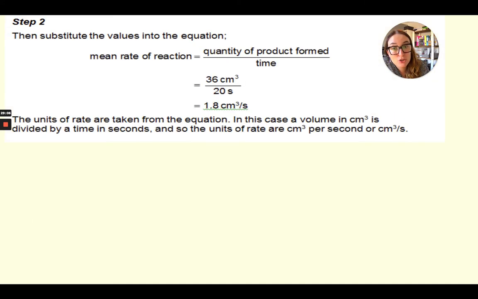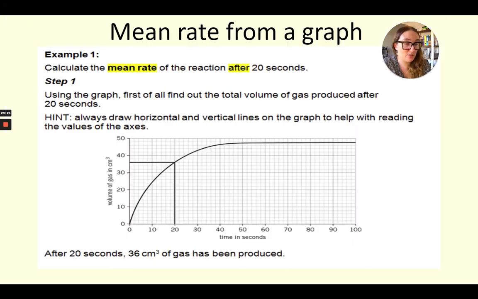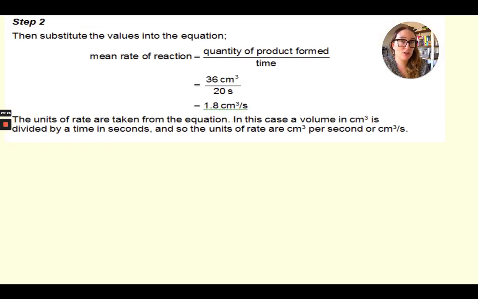Now, if we go back to what we wrote down earlier about how to calculate the mean rate of reaction, you'll remember that one way we could do it was by looking at the quantity of product formed divided by time. And we've just got that from our graph really easily. We knew it was at 20, we went up to 20, we read it across. So let's put the numbers in. So 36 centimetres cubed divided by 20 seconds gives us an answer of 1.8 centimetres cubed per second. Now we get the units here from whatever our starting units were. So centimetres cubed divided by seconds will give you centimetres cubed per second as a unit. That is how to calculate mean rate of reaction.